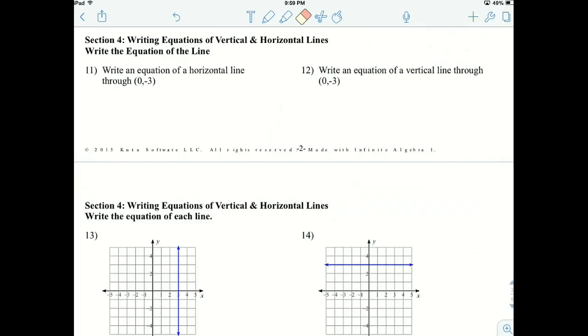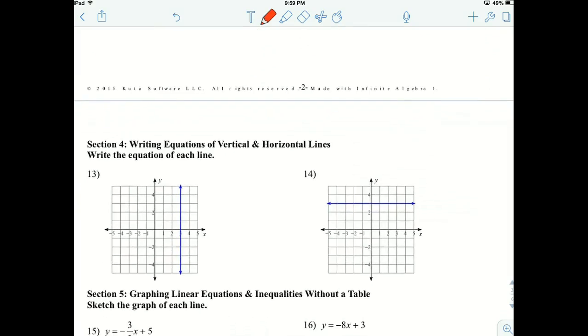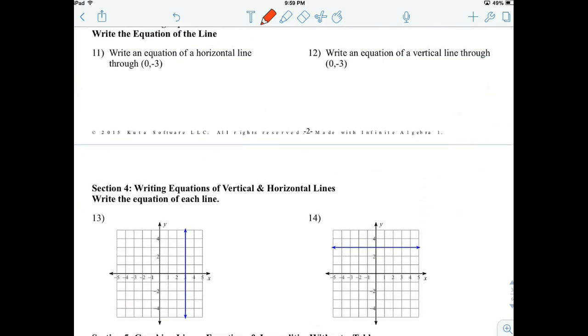In section 4, we're going to write the equation of vertical lines and horizontal lines. They are kind of a special case when it comes to writing the equation of lines, a little bit different than when we think about the typical slanted line. I'm going to scroll down to the next page and start with the graphical one first, and then we'll go back to the written problems after that.